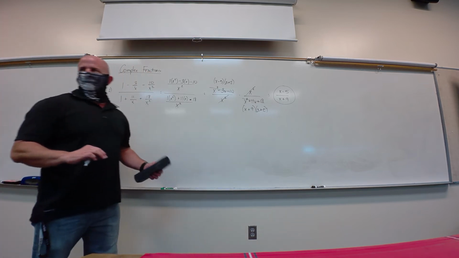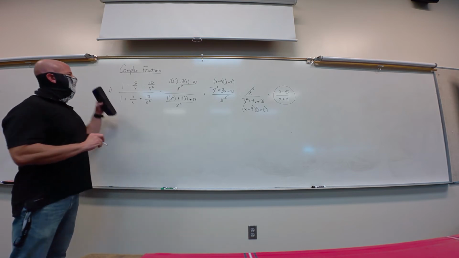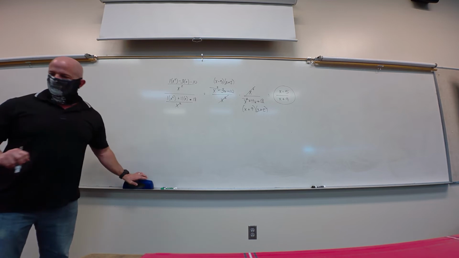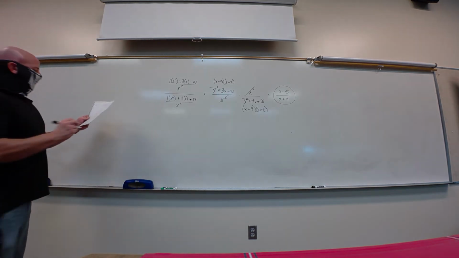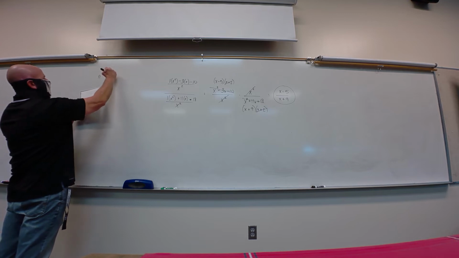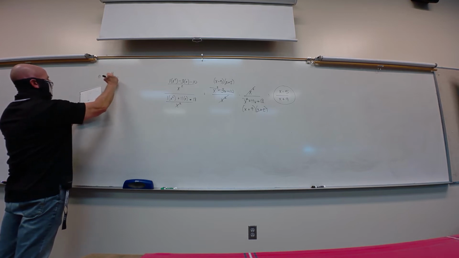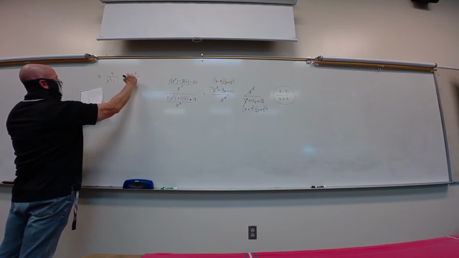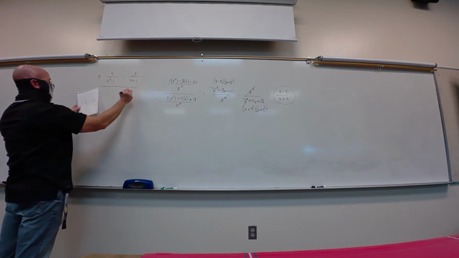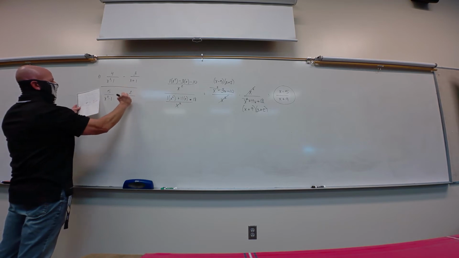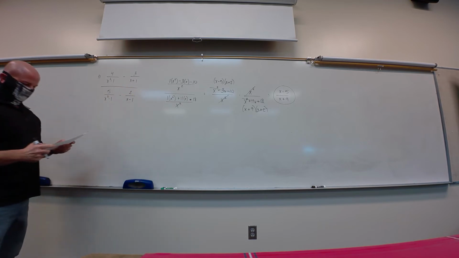Everybody okay there? Okay. Let's get a different look here. Let's go with 4 over x squared minus 1 minus 3 over x plus 1, all divided by 5 over x squared minus 1 minus 2 over x minus 1.